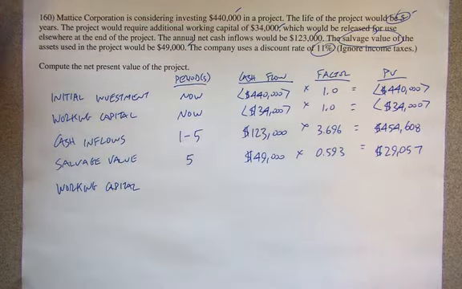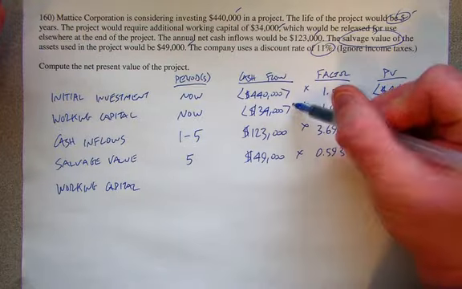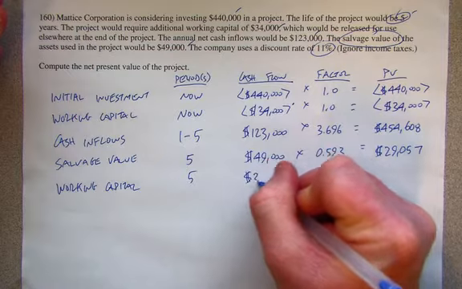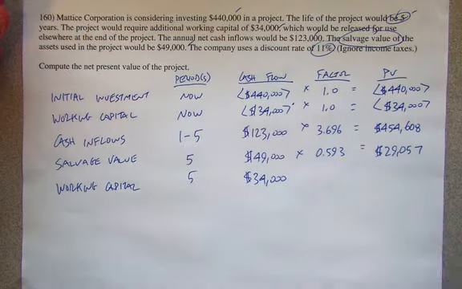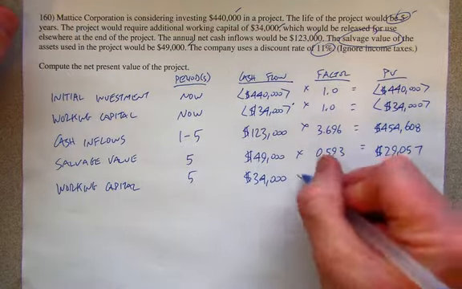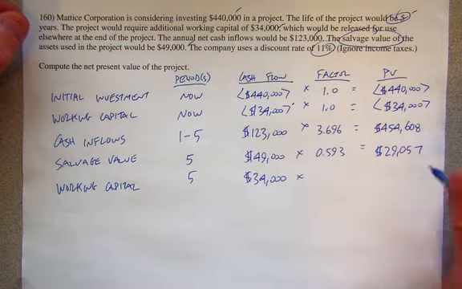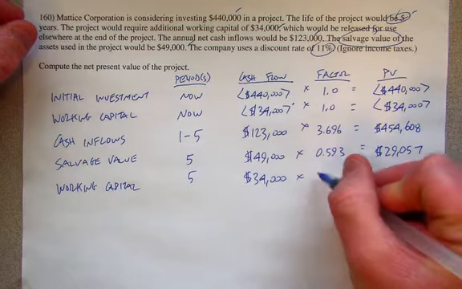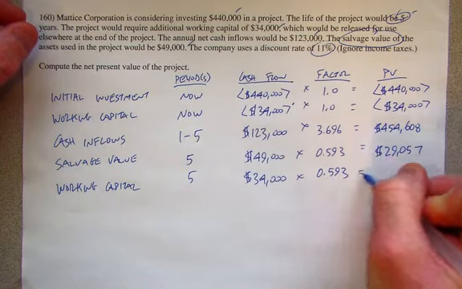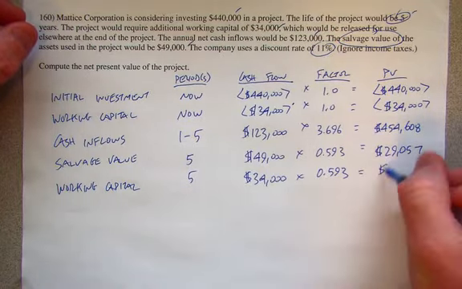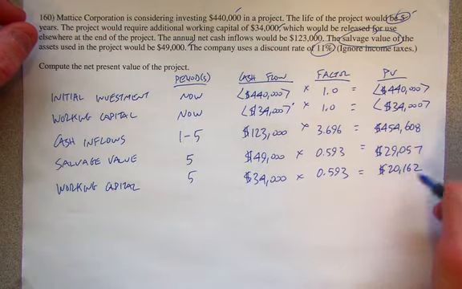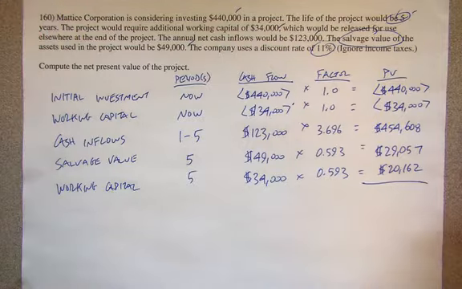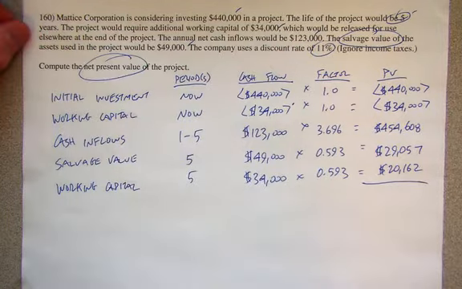Then finally, working capital. That money that we held hostage up here is eventually going to get released once this project has been completed, and then we can use those funds and deploy them toward something else, whatever the next best alternative would be. That's a cash flow that also happens at the end of the 5th year, just like the salvage value. So we will use the same present value factor that we did for the salvage value. And the present value of that cash flow is $20,162.